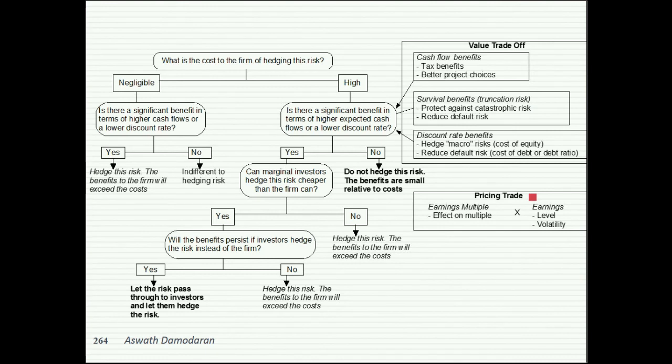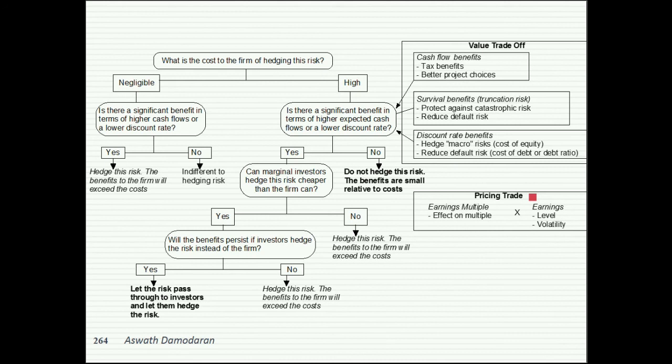So I'm going to close off today with a page that I use when I see a news story about a company hedging. Or if I look at the annual report, I see they're hedging something. The question I ask is, what is the cost of hedging this risk? If you can hedge a risk costlessly, you think, how would that happen?